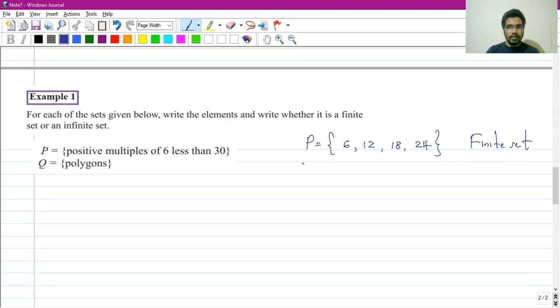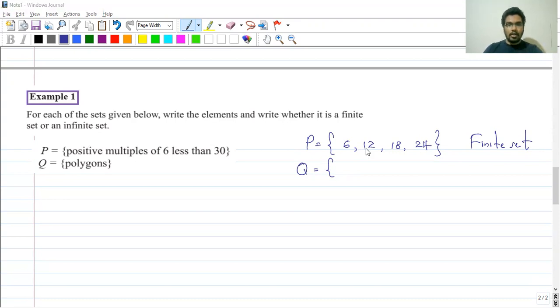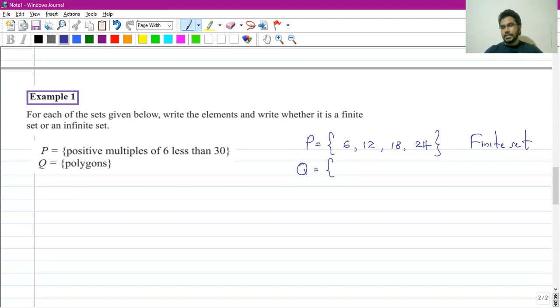Next one, Q is equal to a set of polygons. What are polygons? I think I have done the lesson on angles of a polygon. Polygon means there can be any number of sides. We can start from a triangle, and if there are 4 sides, quadrilateral. If you have 5 sides, it will be a pentagon.